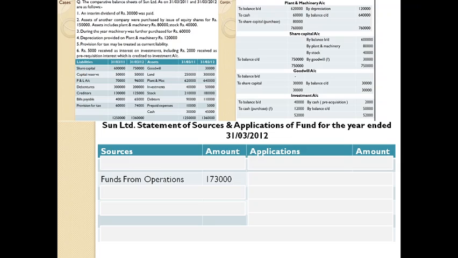And we all know what was the result. So let us record for that one, decrease in working capital. Decrease in working capital is always a source, so it is shown in the sources side.